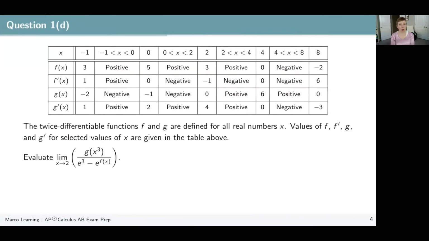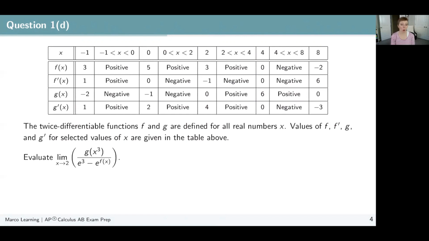The next part of this question is asking us to evaluate a limit. The limit as x approaches 2 of g of x cubed over e cubed minus e to the power f of x. Evaluate the limit means find the value of the limit. So we're going to work through this until we find out what this limit is equal to. And when you first approach a limit problem, you should try direct substitution. Try substituting 2 in for x. If you get a real number, then that's your answer, that's your limit.